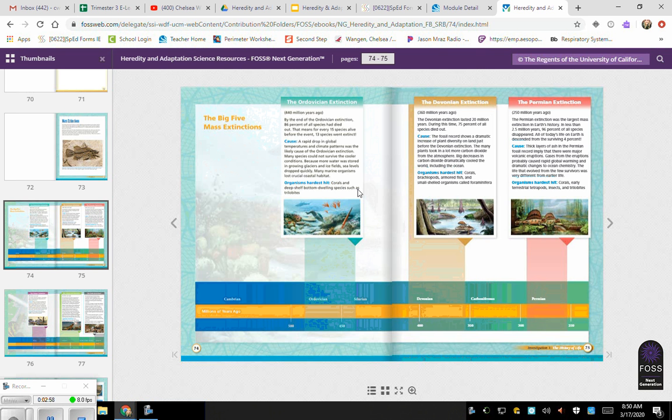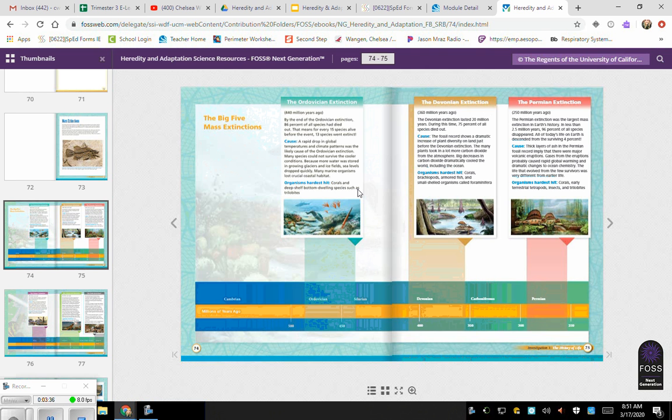Many species could not survive in the cooler conditions because more water was stored in growing glaciers and ice fields. Sea levels dropped quickly, and many marine organisms lost crucial coastal habitats. Organisms that were hit the hardest were the corals and the deep shell bottom dwelling species, such as trilobites. So this is one of the biggest things that went extinct during this time. As you look at this diagram, you should be able to see the scale there at the bottom of the timeline of when these things happened.